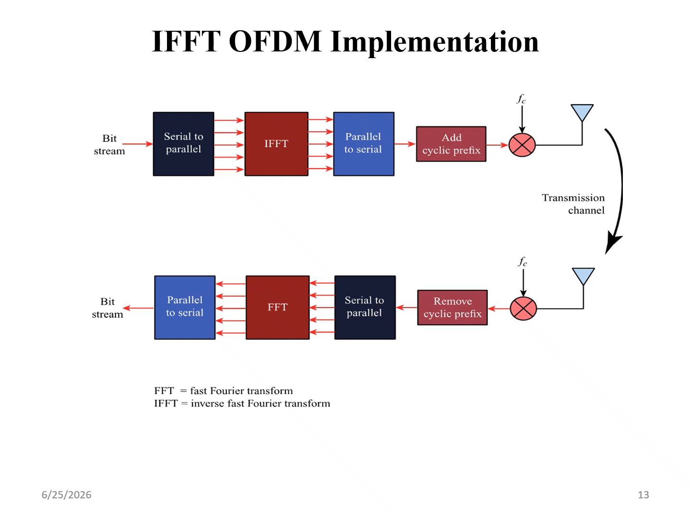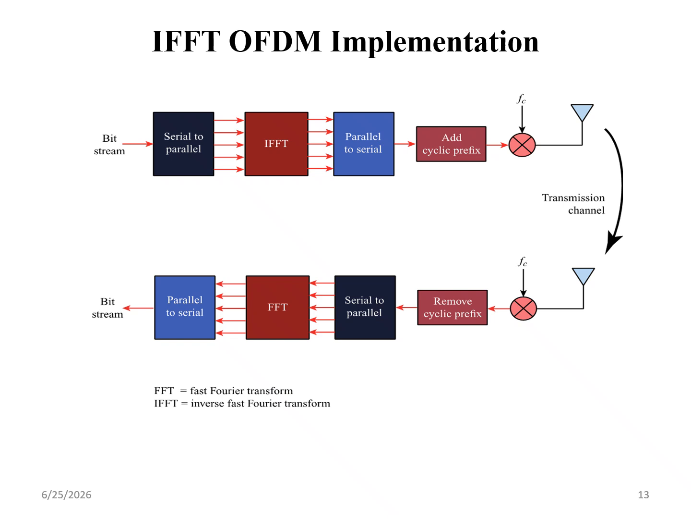Then, in the transmitter we added the cyclic prefix. First, it will remove the cyclic prefix. After removing, it will do the serial to parallel conversion. Then at the receiver we use the FFT algorithm, that is nothing but the fast Fourier transformation. After that, it will convert parallel to serial. Then it will be your output. So this was the complete OFDM block diagram.